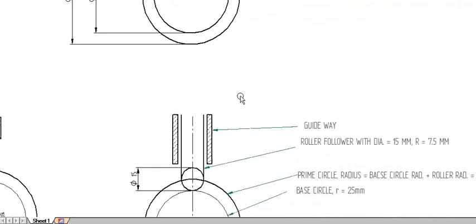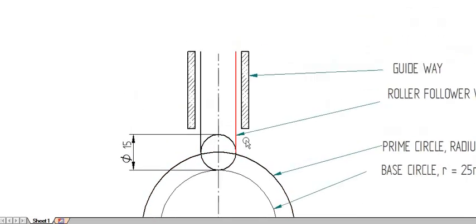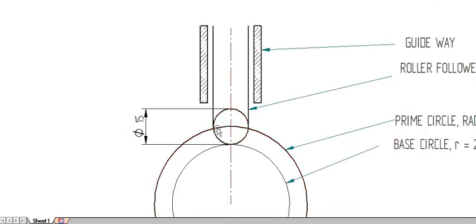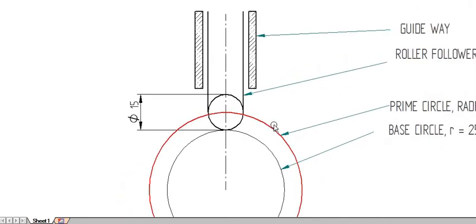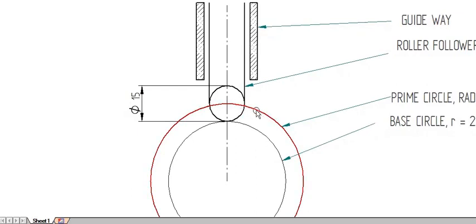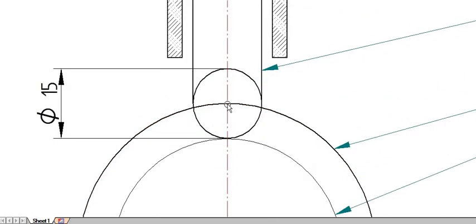Now we have to draw the follower. Here the follower type is roller follower. So you have to draw a roller of diameter 15, which is given in the question. The center of the roller will be the intersection of the vertical line and the prime circle. Prime circle is the outer circle. So center will be the intersection of the prime circle and this vertical line. You have to draw it using a compass.